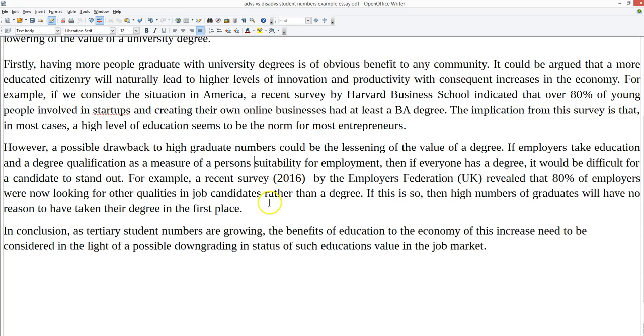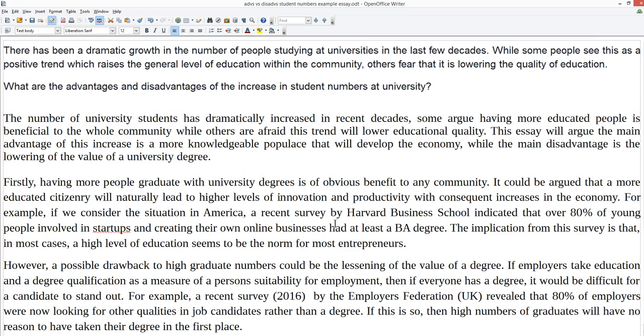So, and then the conclusion should be a mirror of your introduction. Tertiary student numbers, in other words, higher education, are growing. The benefits of education to the economy, main idea 1.